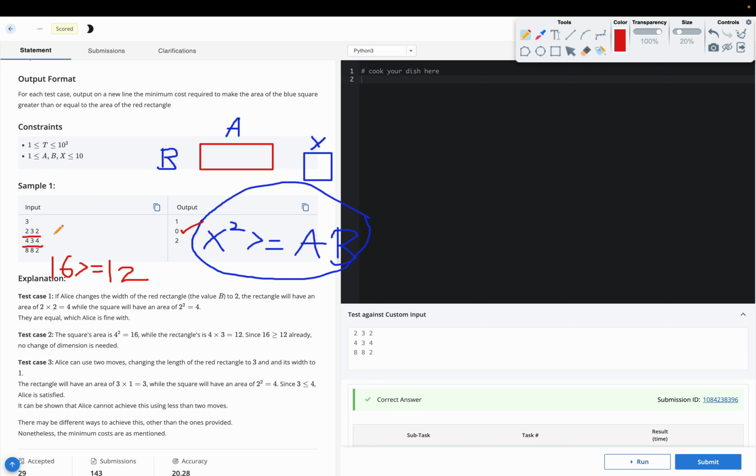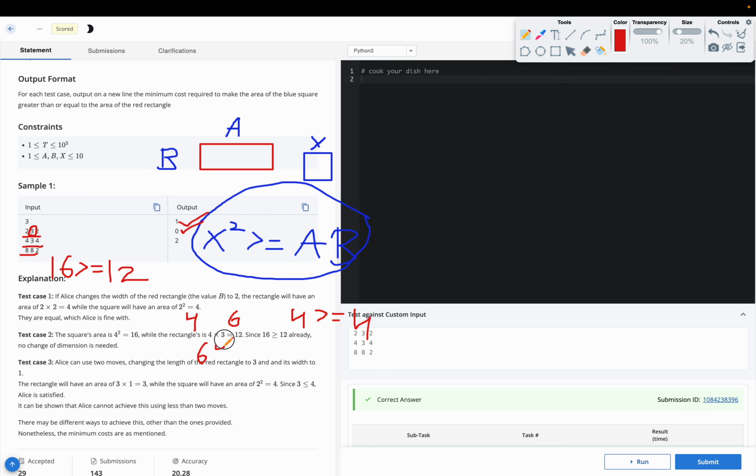Now in another case of 2 3 2, the square area is 4, the rectangle is 6. So what we can do here, we will change this 3 to 2. So we will get 4 greater than or equal to 4, and hence the minimum cost is 1.